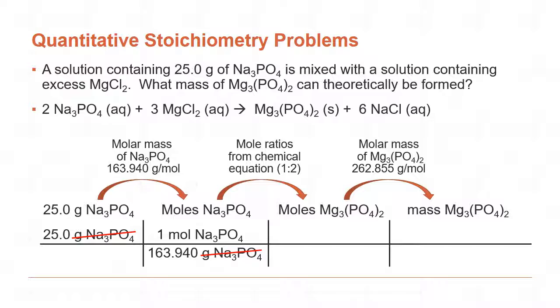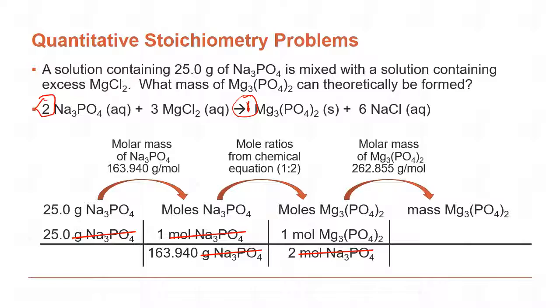Then, now that I know the moles of sodium phosphate, I'm going to use the information from the chemical equation, remembering there's an understood 1 out in front of magnesium phosphate. So I know that I need 2 moles of sodium phosphate to form 1 mole of magnesium phosphate. So that ratio comes from our stoichiometric coefficients. I want to cancel moles of sodium phosphate, so that goes in the bottom. There's my 2 moles of sodium phosphate, the 2 coming from here. The 1 mole of magnesium phosphate on the top, coming from there. My moles of sodium phosphate cancel. And at this point, then, I know how many moles of magnesium phosphate I can form.